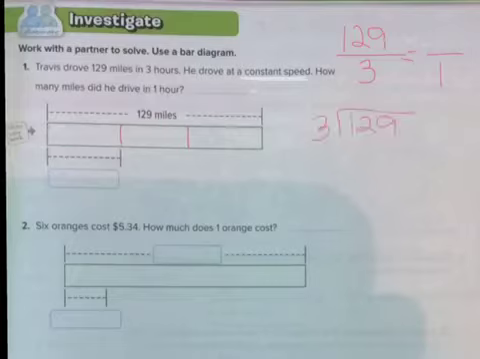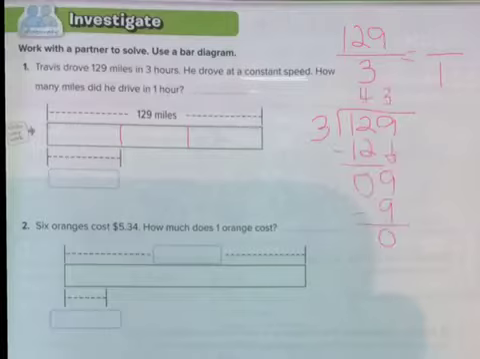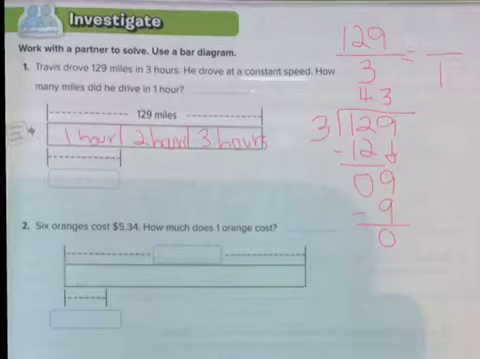So let's divide 129 divided by 3. And we get 43. Okay, so 129 divided by 3 is 43. As you can see my work right there. So we divided the distance into 3 hours, 1 hour, 2 hours, 3 hours. And right here we can just put that in 1 hour we can drive 43 miles. And there you go.